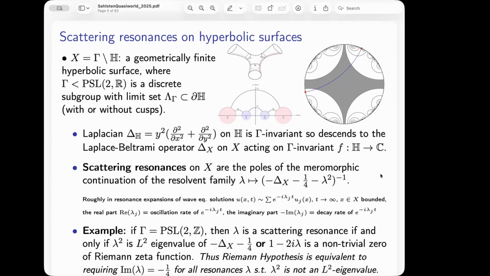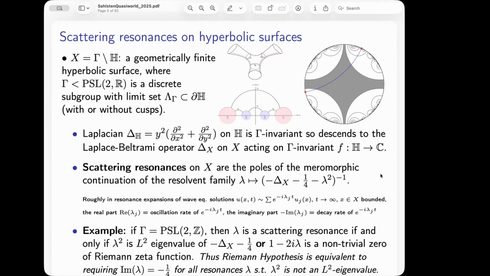Is there some geometric interpretation of this dichotomy, that either you have these L2 eigenvalues, or you have zeros of the zeta function? Is there any interpretation one can give to this? Yeah, I think so. I would imagine it's a similar kind of thing. How I see it is that either the decay is 0 or it's -1/4, the rate of wave decay. These are the only two options.